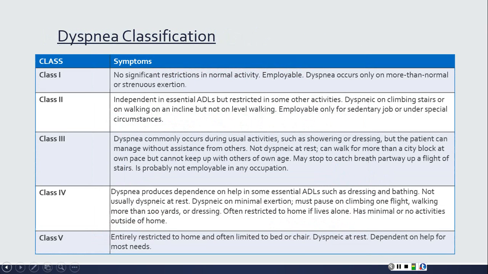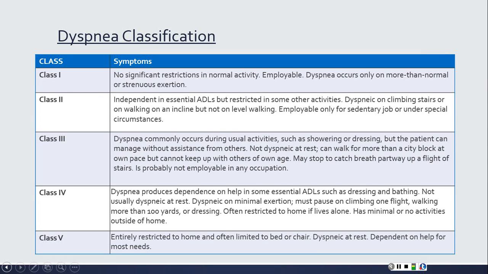And then these classifications. I'm not going to go through each one of these, but class 1, everything's good. Class 2, we're starting to have some issues on normal activity, like walking up the stairs, trouble breathing once we get to the top of the stairs. Class 3, now we are having issues even with getting a shower. Maybe we eat and start having some trouble breathing at the end. We don't necessarily require a lot of help yet, or direct help yet, but we're starting to get there. Class 4, yeah, we need help.